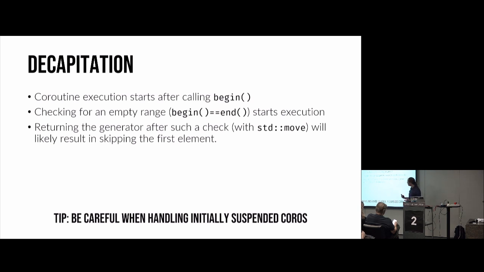So the calling function is going to check if this generator is empty and maybe then try to create a different generator. However, by checking that begin and end are equal, we already called begin and we began the execution. And now if we dereference the iterator, we already have a value. So in the case where the iterator isn't empty and we want to pass it on, let's say it's a factory function, the user outside our function is actually going to call begin again and dereference it, and in most cases it will skip the first value. It will decapitate the sequence by not seeing the first value.